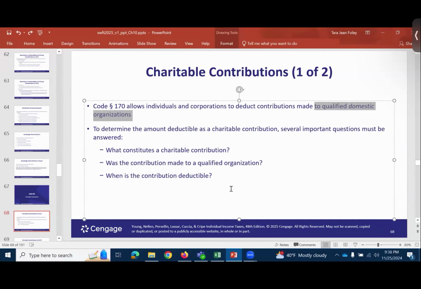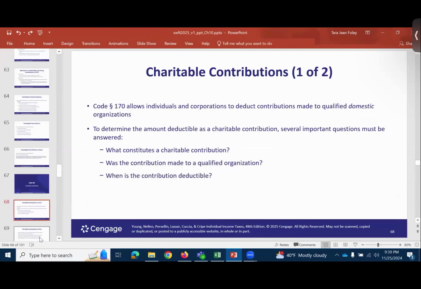So what's a charitable contribution? A charitable contribution could be money. It could be property. It could be art. It could be anything that you're giving except for services. You can't deduct the value of your services, which we're going to get to. They have to be made to a qualified organization, which means it's a 501(c)(3). And when is it deductible? When you pay it, which we're going to get to, right?